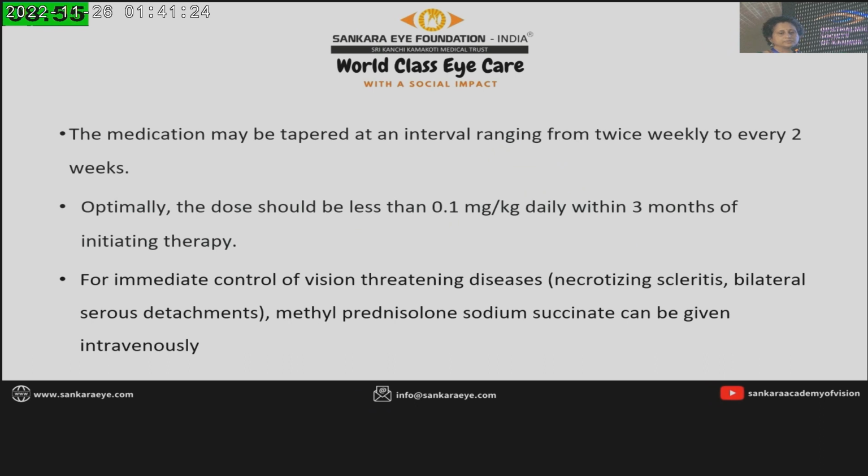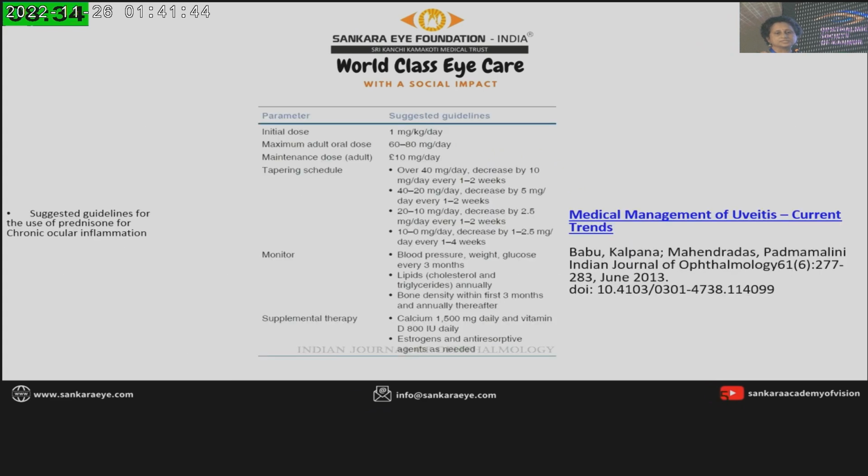So it should be tapered at an interval ranging from twice weekly to every 2 weeks. Optimally, the dose should be less than 0.1 milligrams daily within 3 months of initiating therapy. Sometimes for immediate control of vision-threatening diseases, we can use intravenous methylprednisolone succinate. That is, in necrotizing scleritis or bilateral serous detachments.